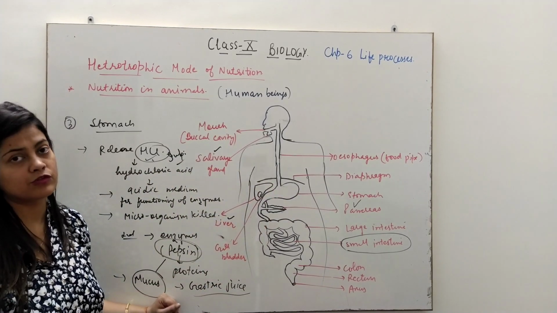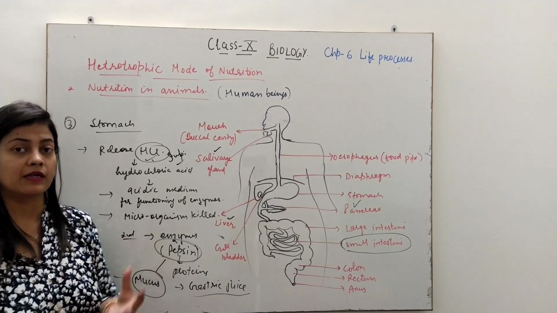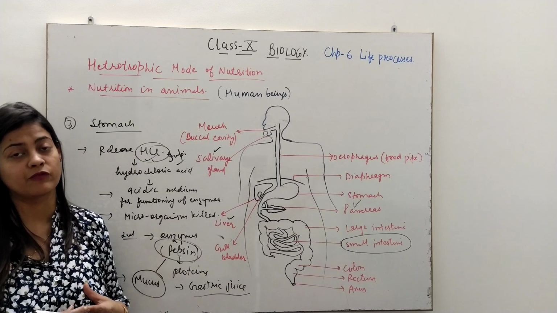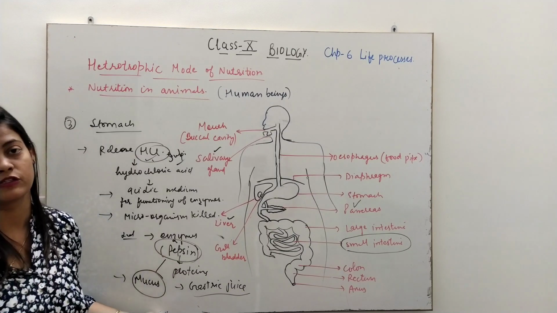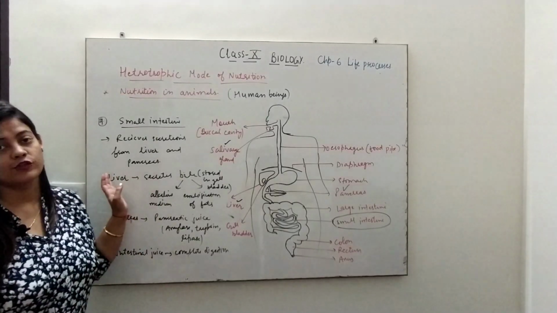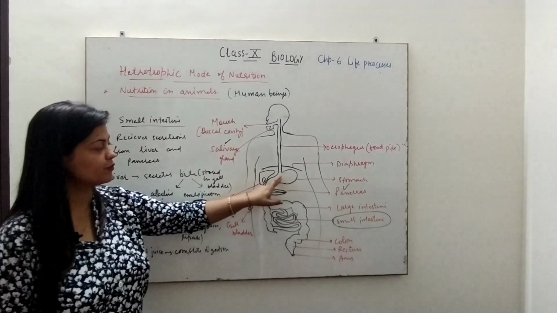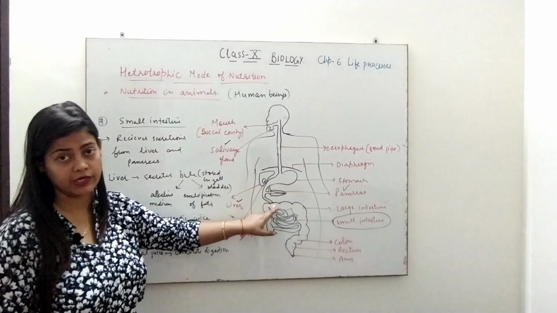So this mucus is also secreted, and it also makes the condition moist. It will make the food particles, whatever food is present in the stomach for digestion, moistened by the presence of this mucus. Now let's see the next part, that is small intestine. Now from the stomach, the food particles will enter into the small intestine.